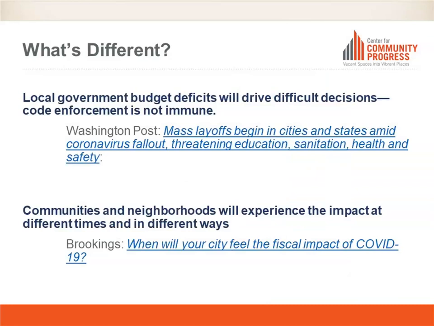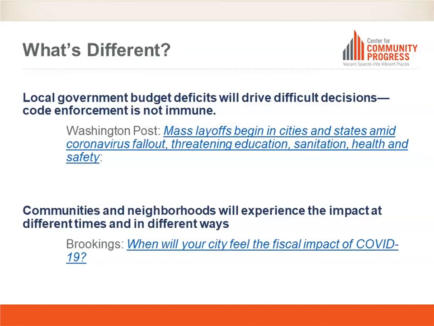And the money they do get is already first and foremost being allocated to keeping people housed, whether it's entering into leases to house the homeless in local hotels with the intent to transition into long-term housing or other efforts. We know that that money is going to be tight. We also know that communities are going to experience the impact at different times and in different ways.